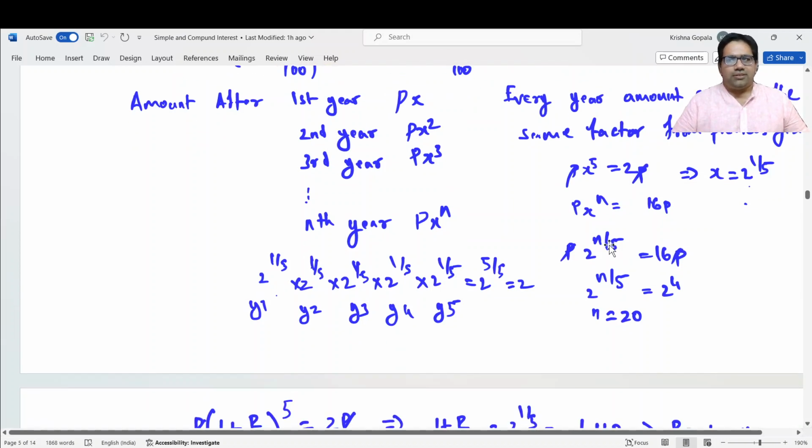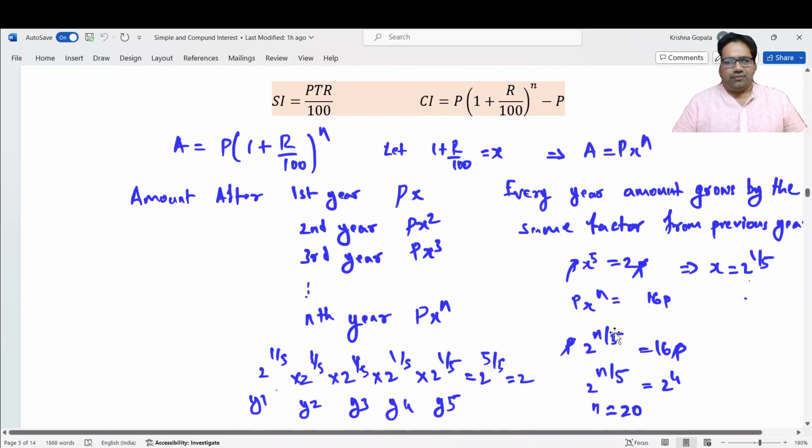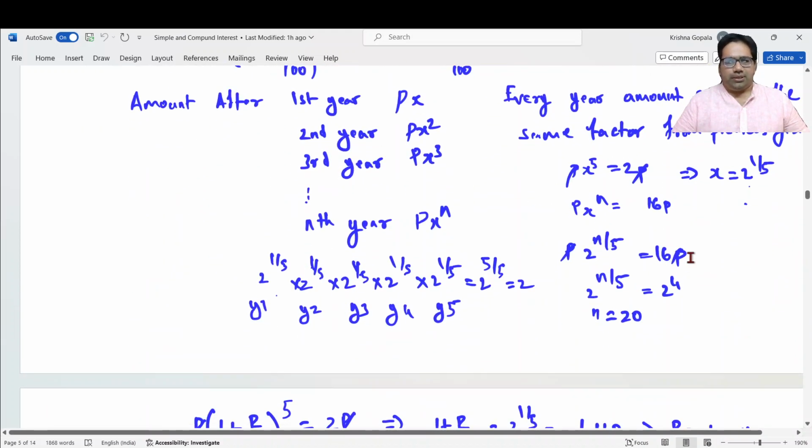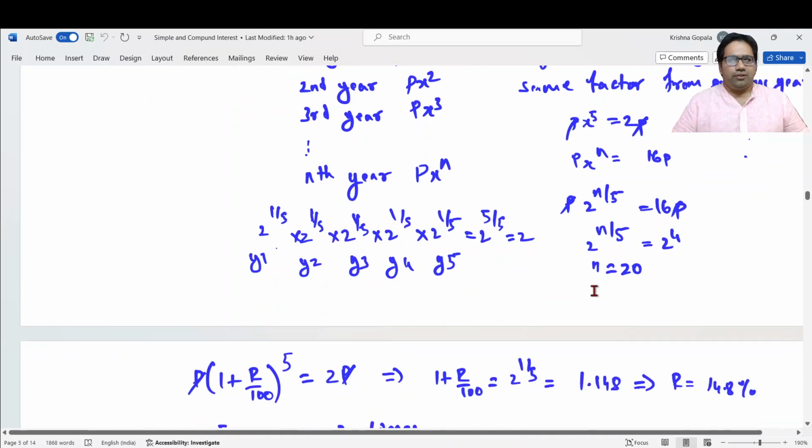So now he is asking about 2 power n by 5. Every year it is increasing. For 5 years, it is 5 into 1 by 5. For n years, what will it become? n into 1 by 5, 2 power n by 5. P into 2 power n by 5 is said to be 16 times, equal to 16P. P gets cancelled, so n by 5 equals 2 power 4, n equals 20.